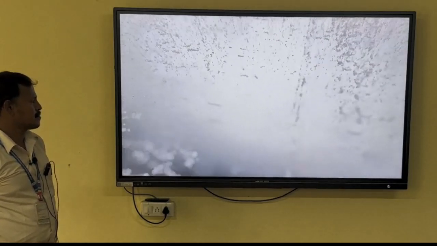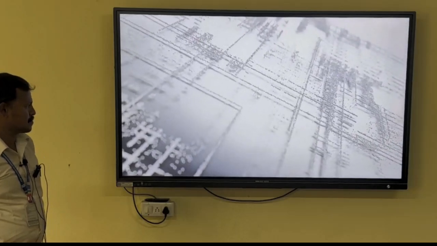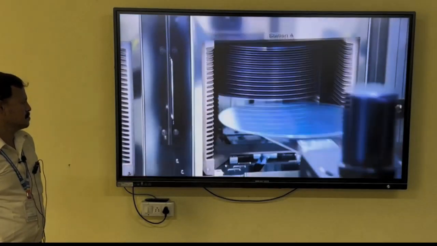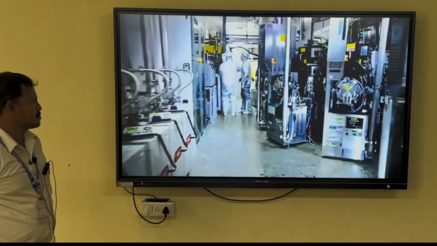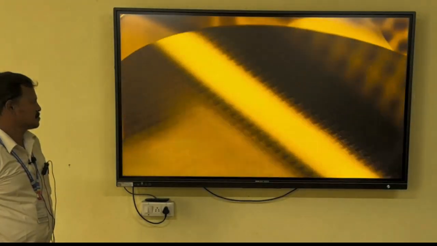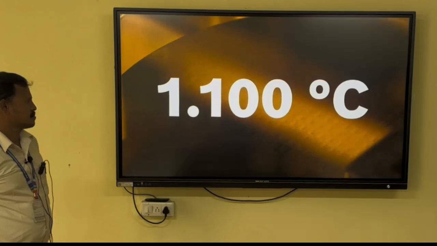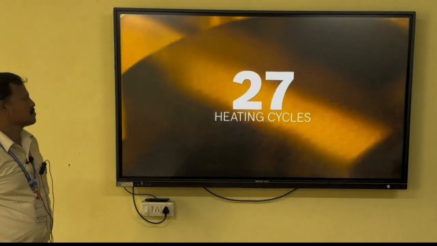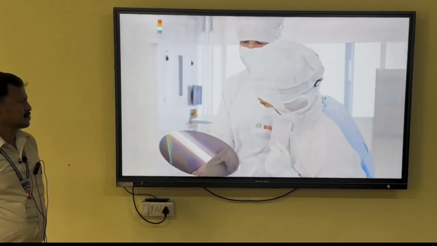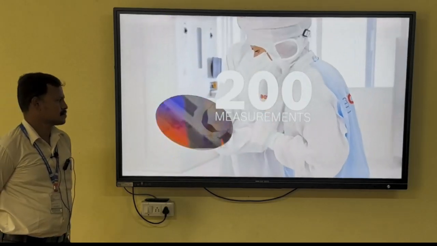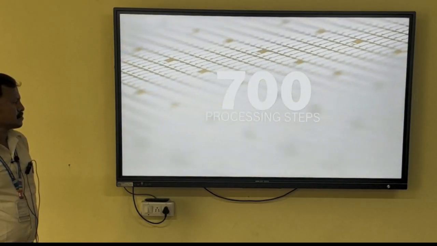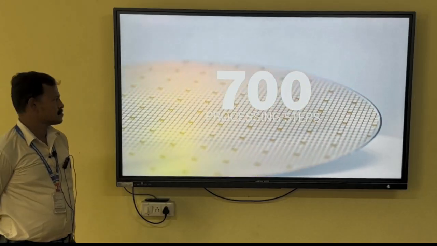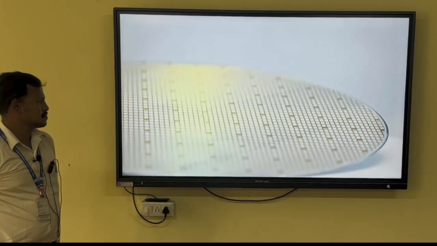Dopants are then implanted in the material to increase the electrical connectivity of parts of the semiconductor. In subsequent phases, this and other process steps are repeated until the entire layout of the chip has been deposited on the wafer. This involves heating the wafer to more than 1100 degrees Celsius, in some cases up to 27 times. Up to 200 measurements are done, and up to 26 exposures. All in all, this can mean as many as 700 processing steps and 14 weeks processing time.